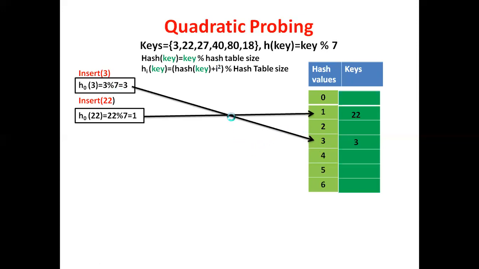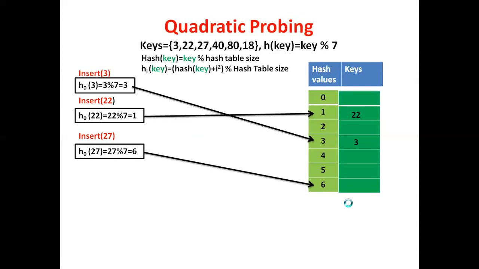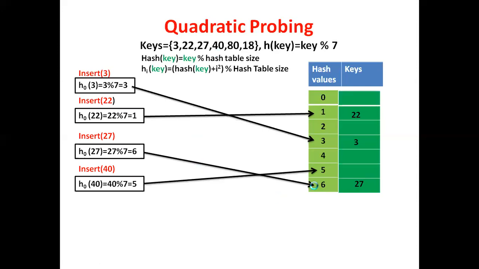Now 22 is inserted. Insert 27 by using the same hash function. 27 modulus 7 means the remainder is 6. Bucket 6 is empty, so bucket 6 is filled by our key 27. Again the next value is 40. When I am trying to insert 40, 40 modulus 7 means 5 is the remainder. Check whether bucket 5 is empty or not. Yes, it is empty, so in bucket 5 we can insert our key 40.